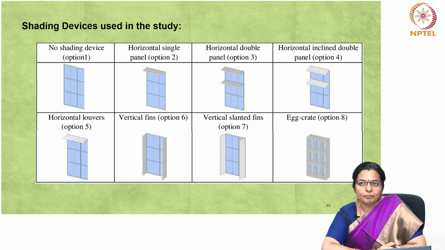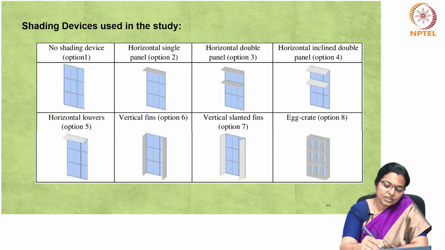By analyzing the influence of different shading device setups, the study aims to discern which configurations effectively reduce cooling demands. This exploration of shading device variants provides valuable data for understanding their impact on building energy consumption, guiding the selection and implementation of efficient shading strategies in architectural design. The 7 shading options along with one more, which is the egg crate, are shown here.